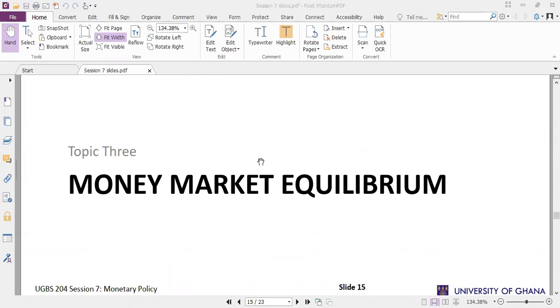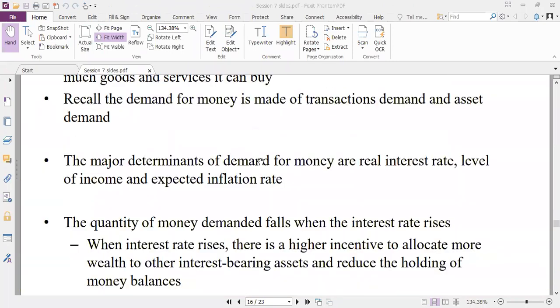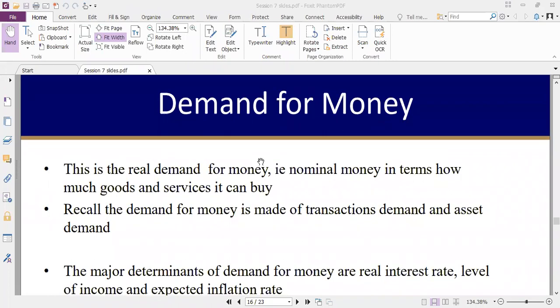We can't talk about equilibrium without talking about demand and supply. We remember in microeconomics, in our basic economics, we said that the market will be in equilibrium when the demand equals the supply. So now let's talk about demand for money. Last week we spoke about demand for money, and I think we said something small about supply of money. Basically, this course, monetary policy, gives us a better understanding of the supply side of money.